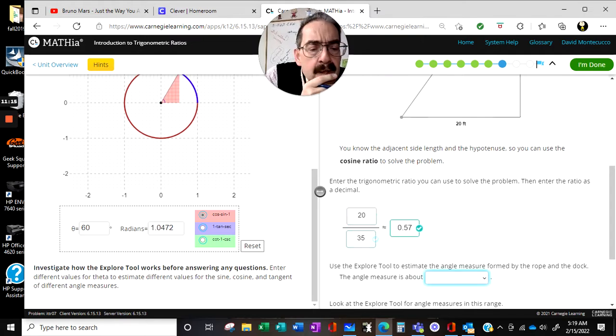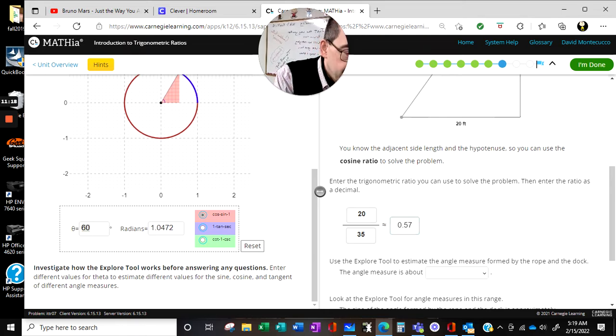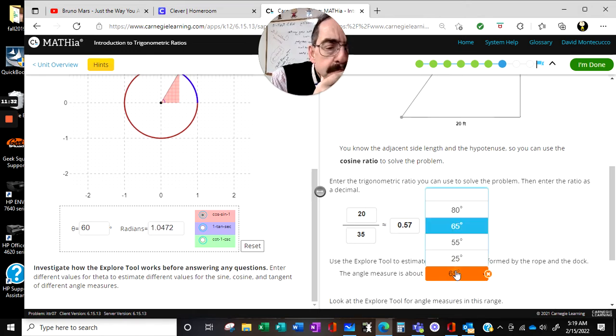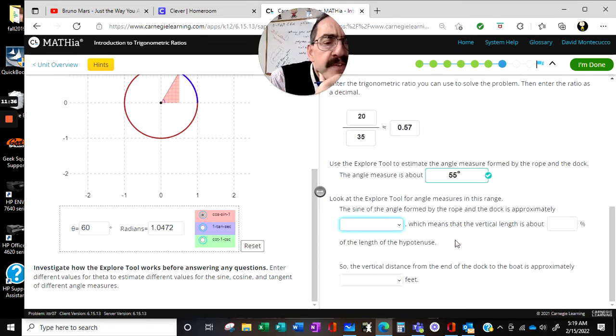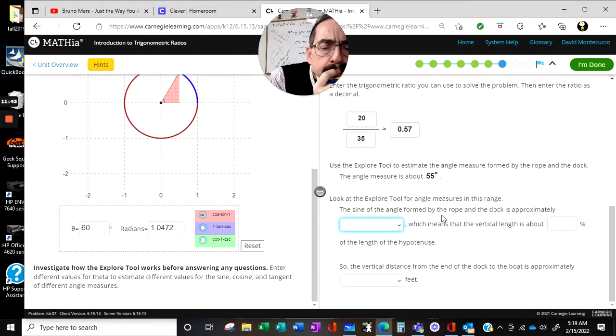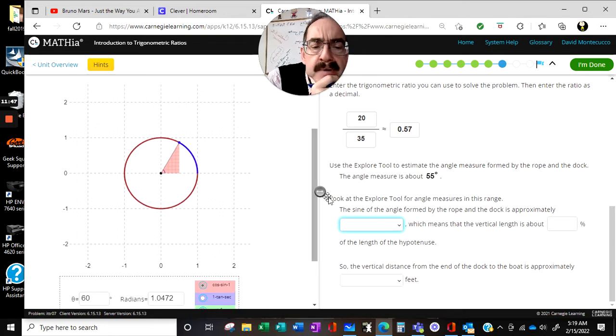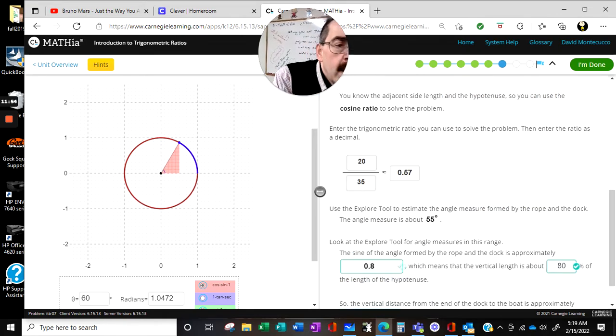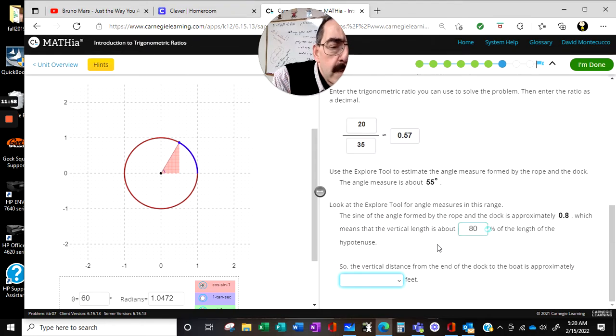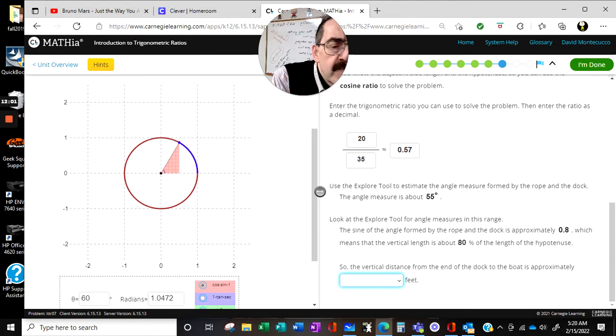20 over 35, so about 55 degrees. Now let's explore the sine tool. The sine of that angle, the opposite over the hypotenuse, is about 0.8, which means it's 80% of the 35. 80% of 35 is 28. Cool.